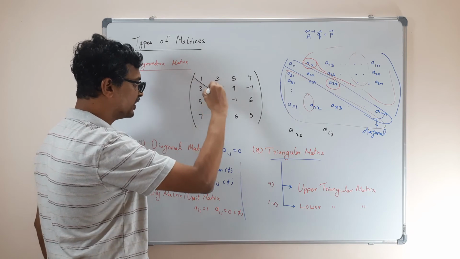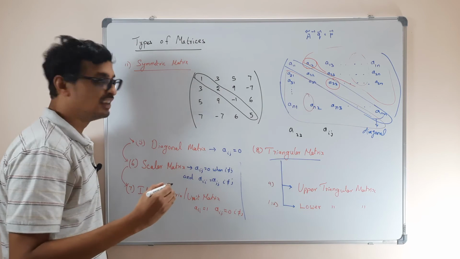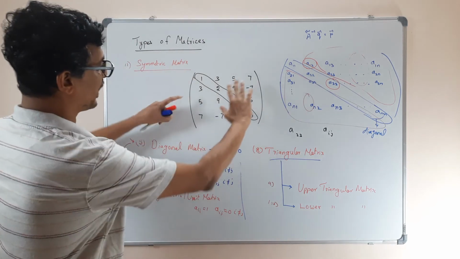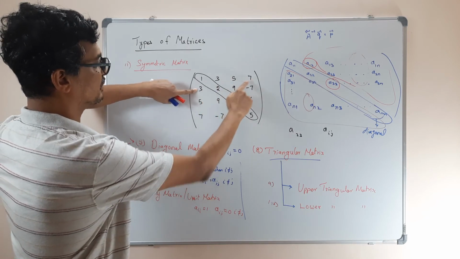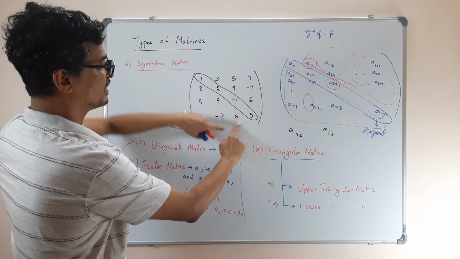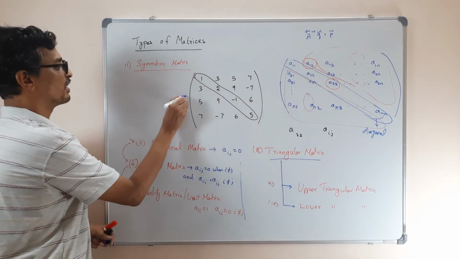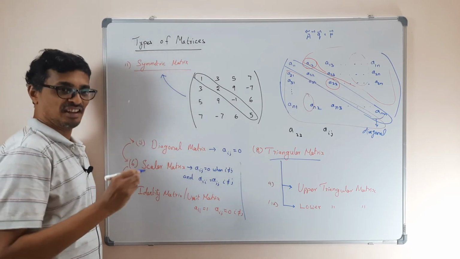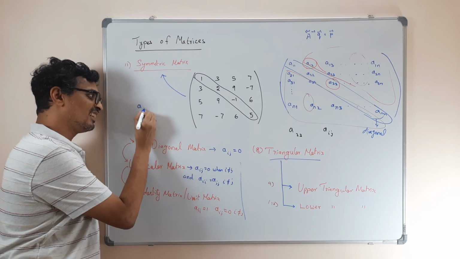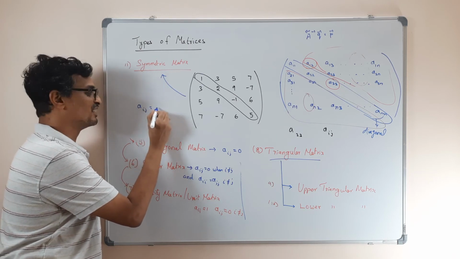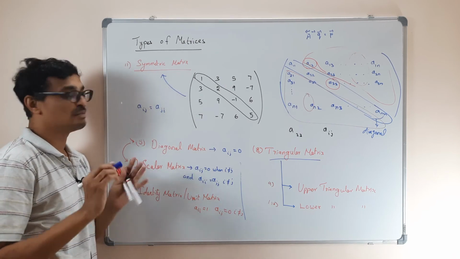So now if you see, I have separated out the diagonal elements. Now you see the pattern: 3, 5, 7, 9, minus 7, 6. So this matrix is called your symmetric matrix. In symbolic form, how will you write it? A of ij equals A of ji, exactly. Good. So this is what your symmetric matrix is.